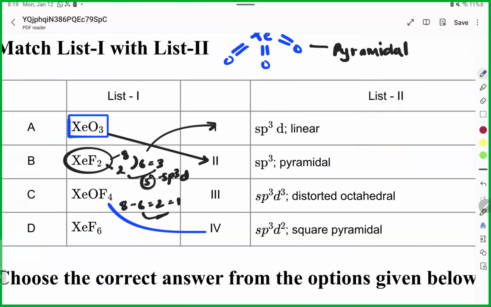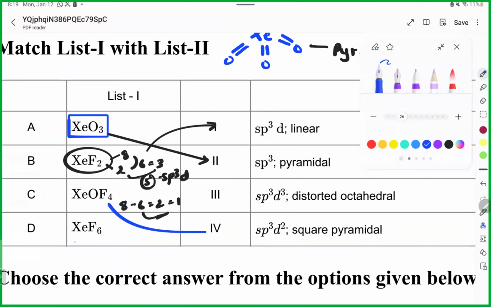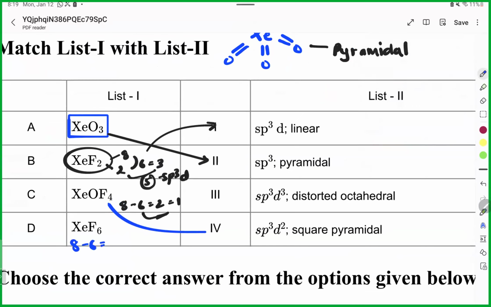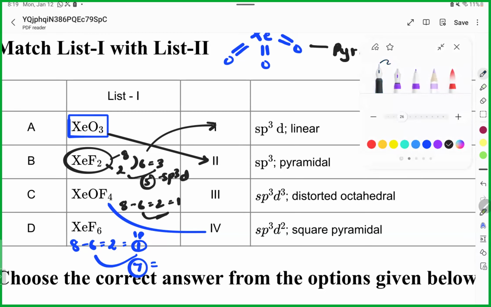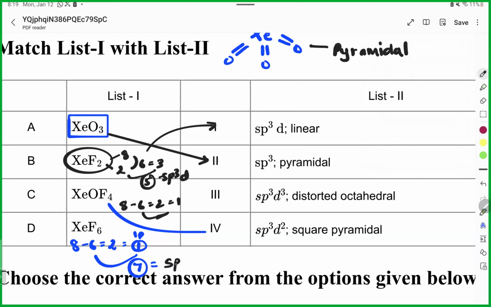Sara, XeF6. It'll be 2, no, sir. So lone pair will be 1. Total number, hybridization number 7. 6 bond pair, 1 lone pair. sp3d3.